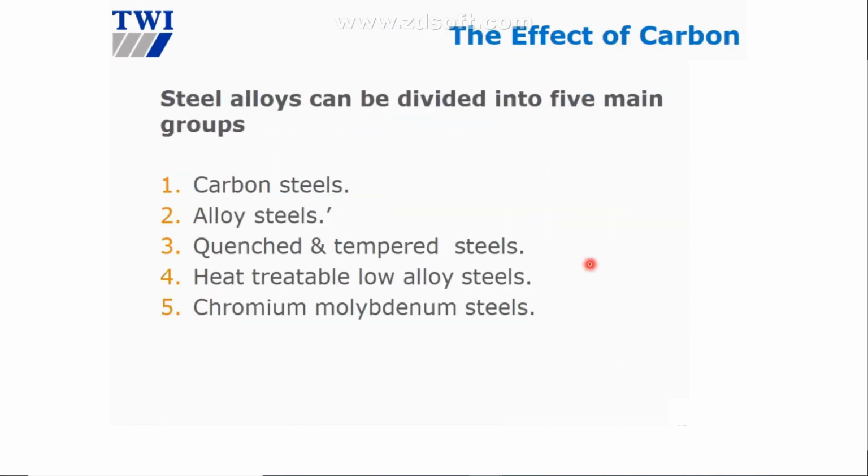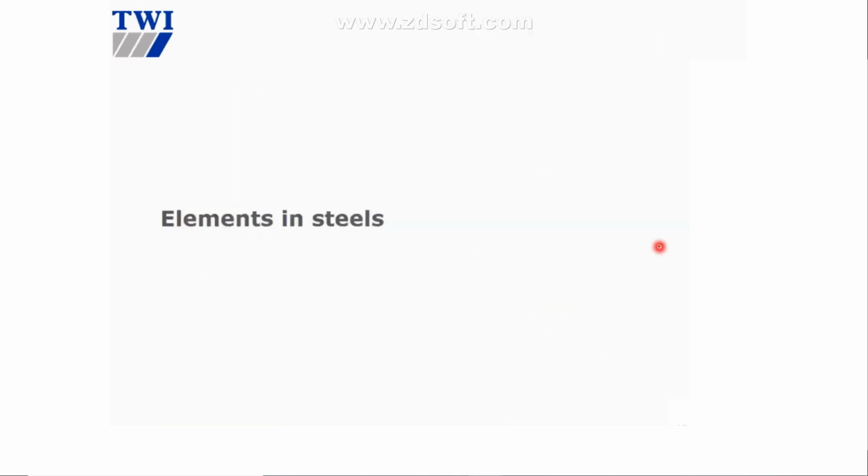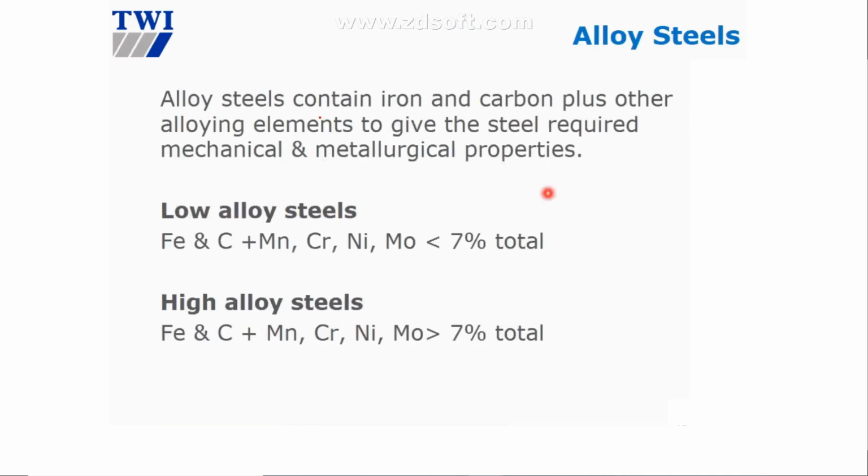So steel alloy can be grouped into 5 main groups. We have carbon steel here, alloy steel, quench and temper, heat treatable, chromium-molybdenum, all right? For plain carbon, which is iron and carbon, the percentage of carbon up to 0.3 is called low carbon, medium carbon is up to 0.6, and high carbon is when the percentage of carbon goes up to 1.4%, okay? In alloy steel, it said here, alloy steel contains iron and carbon plus other elements to give the steel the required mechanical and metallurgical properties.